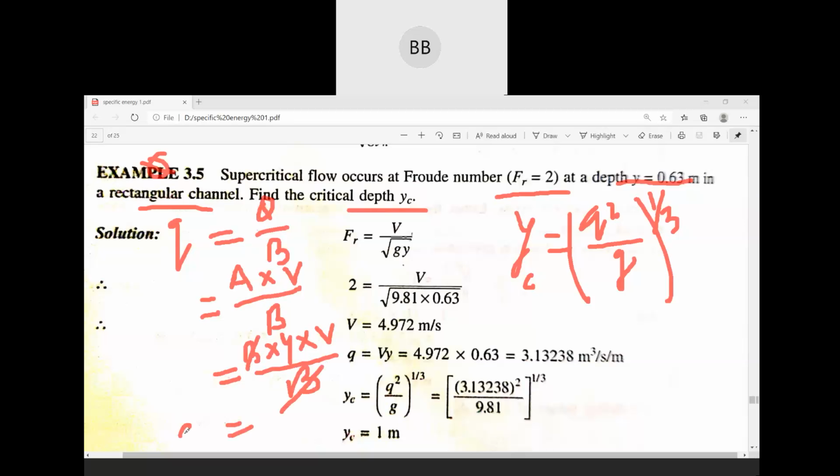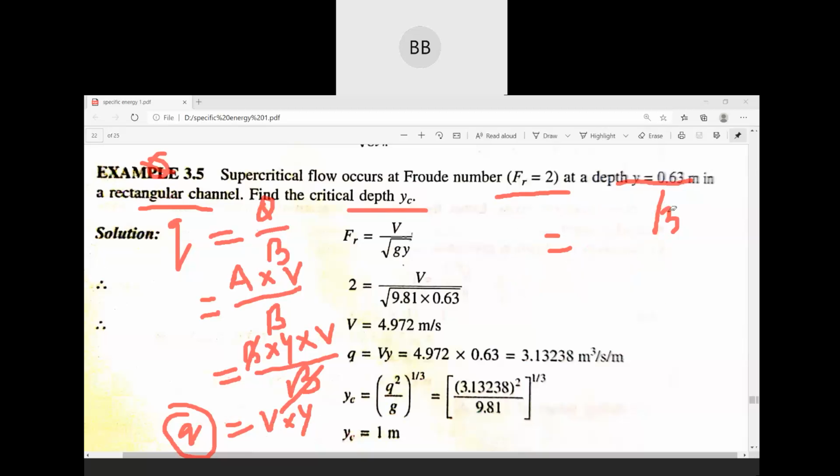It will be small q is equal to velocity multiplied by y. So in this, to find out the q value, we need depth of flow and velocity. Velocity is not given in this question, but this depth of flow is known to us. So now we need to find out the velocity first, then we can find out the q value, then we substitute this q value in the critical depth equation, and then we can find out the required critical depth.